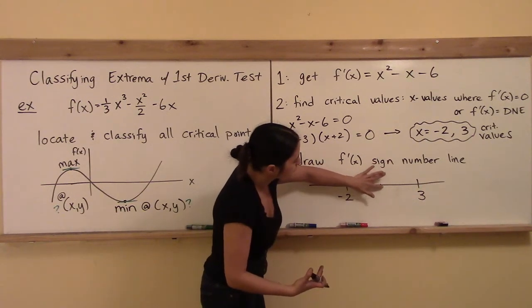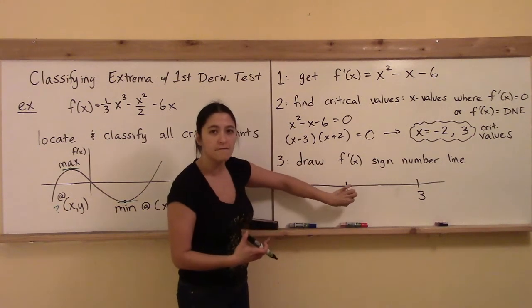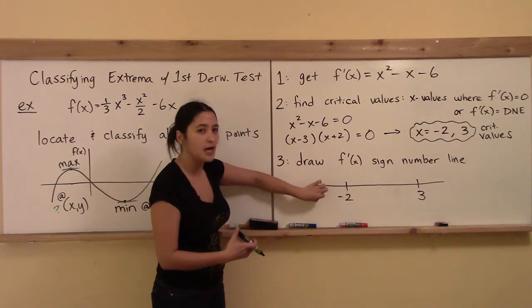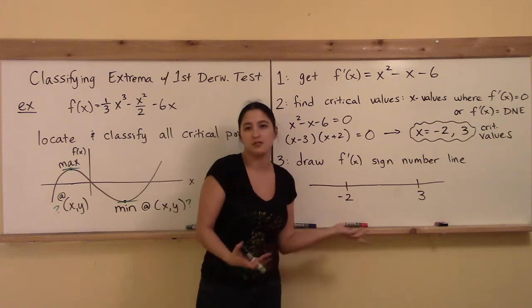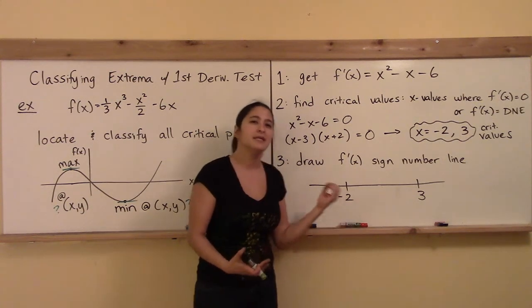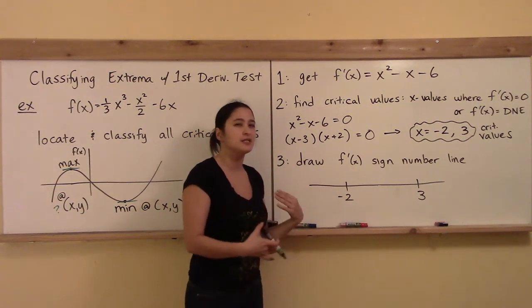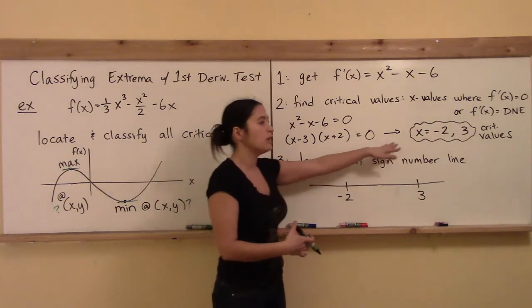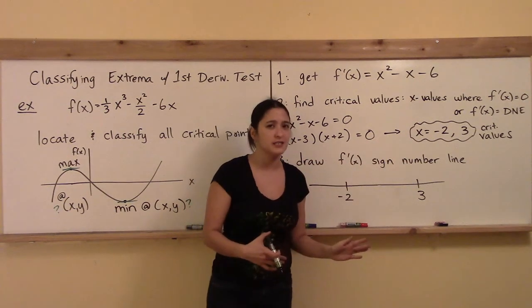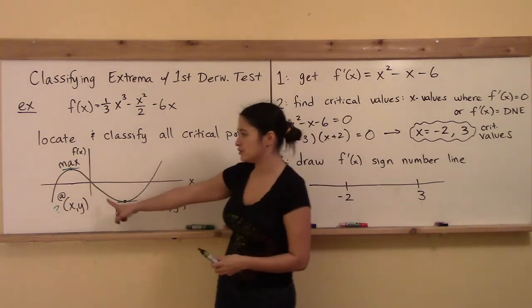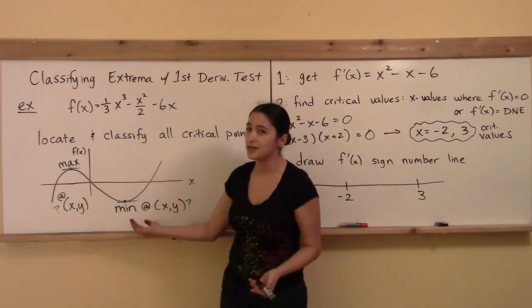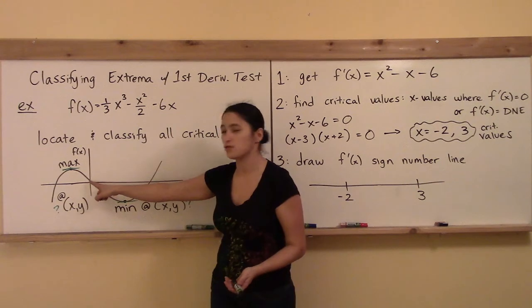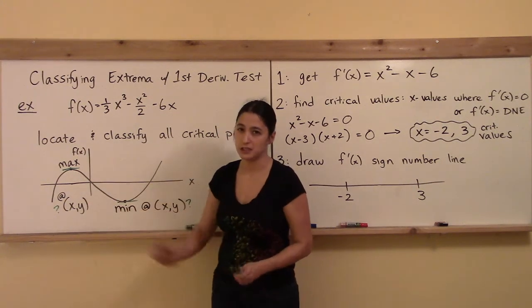So I can't stress this enough. Only tick off the actual critical values of x on the f prime sign number line. Do not put the 0 in there just because you like to see where 0 is, because that's misleading and it makes you think that x equals 0 was one of the critical values, which in fact it's not. And if you go over here and you see what the function's doing at x equals 0, it's not a max, it's not a min, it's not an HPI. It's just a regular old point where the function's decreasing.